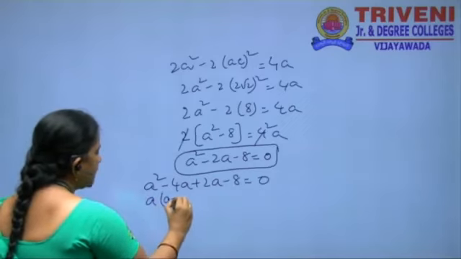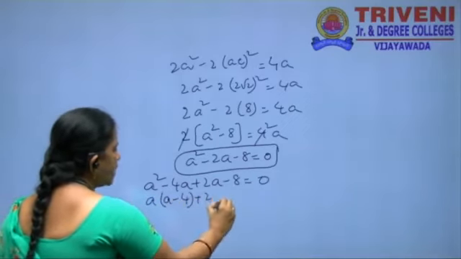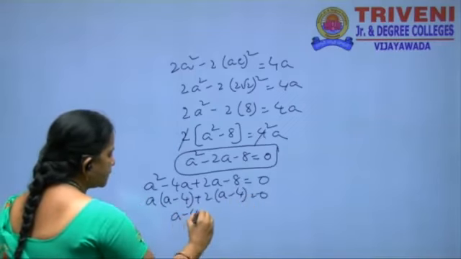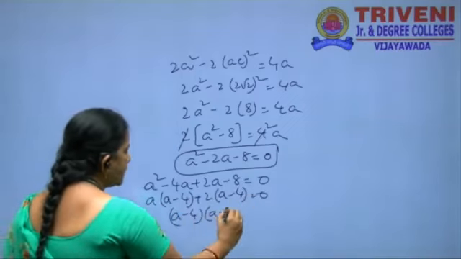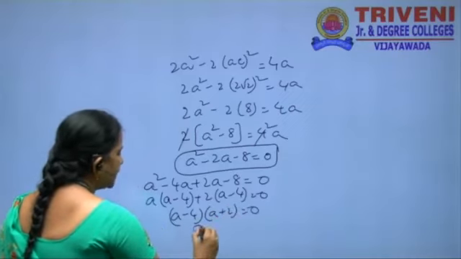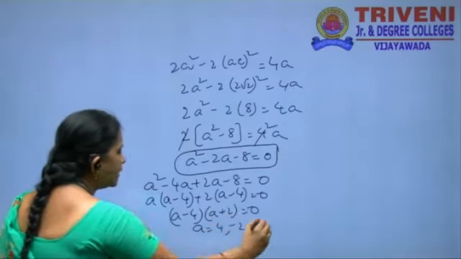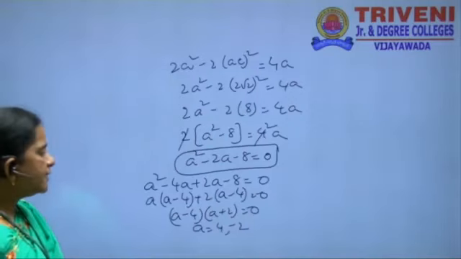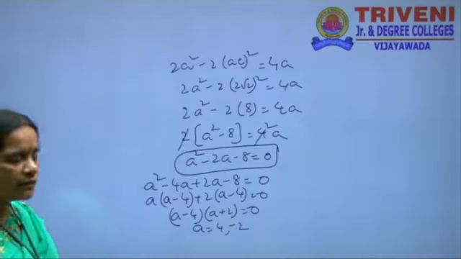A into a minus 4, here 2 will be common, a minus 4 is equal to 0. A minus 4 is common in the total equation. A plus 2 is equal to 0. That is a is equal to 4 comma minus 2. But we are not taking the negative value here. Then we have to take the value of a is 4.